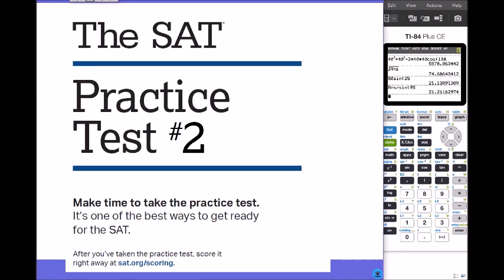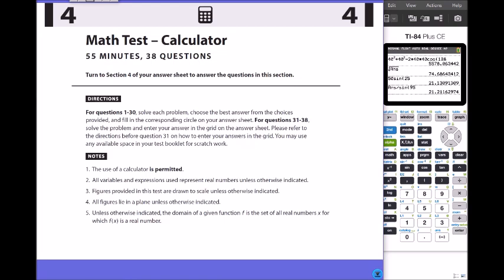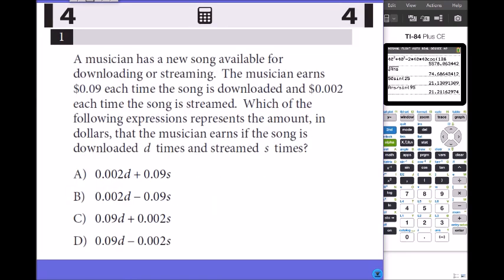So here's test number 2, section 4. I'll go over 1 through 20 first. So this is the calculator section, 38 questions for 55 minutes. Again, there is no penalty for wrong answers, so never leave your answer blank. Just take the best guess.